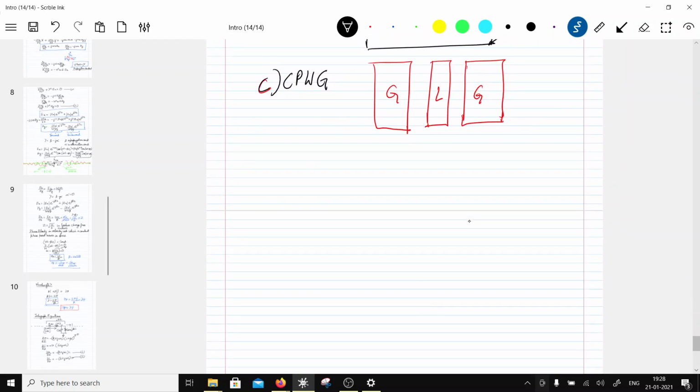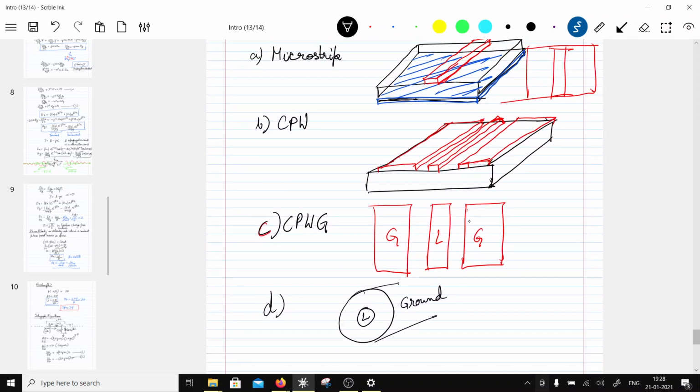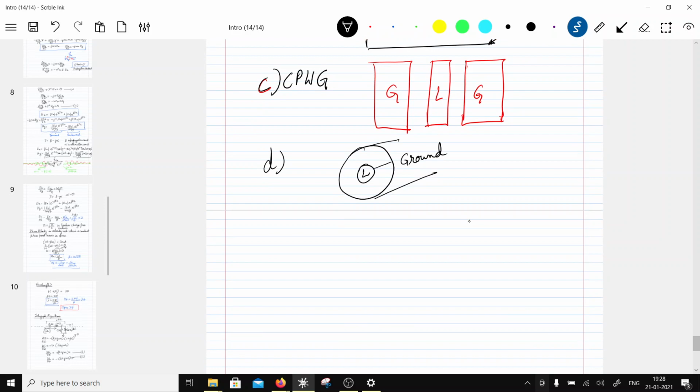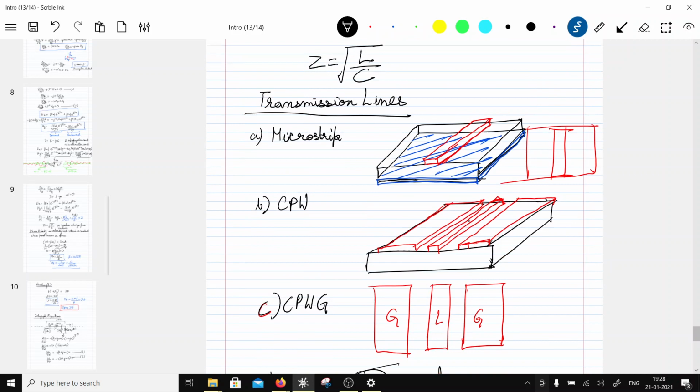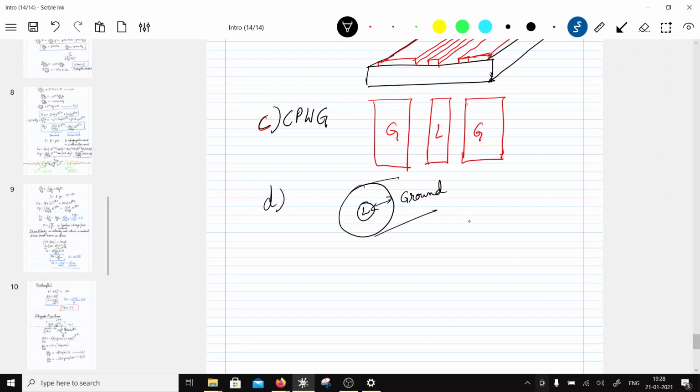Then there are going to be coaxial lines, right? For example, for your cable TV and all that, the outer shield is a ground, right? And the inner conductor is your line. So it is just the same thing as a microstrip line, but the ground is wrapped around it. There is a dielectric in between and the ground is wrapped around it. All this substrate is a dielectric material. This is called a coaxial line.